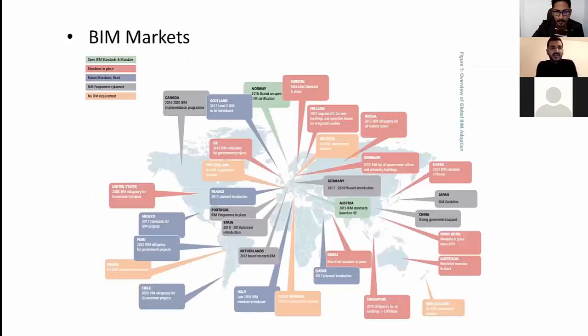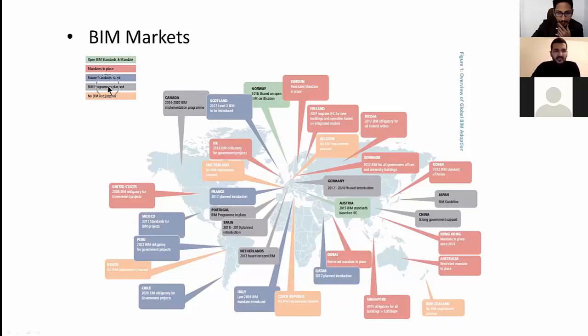Okay, we are talking here about BIM markets and which countries are implementing BIM, which are not, and which are planning to implement in the future. So related to this legend, they are all told on this map, and you can see, for example, Switzerland, no BIM requirement, Brazil, no BIM requirement, Czech Republic, New Zealand, and all the countries.